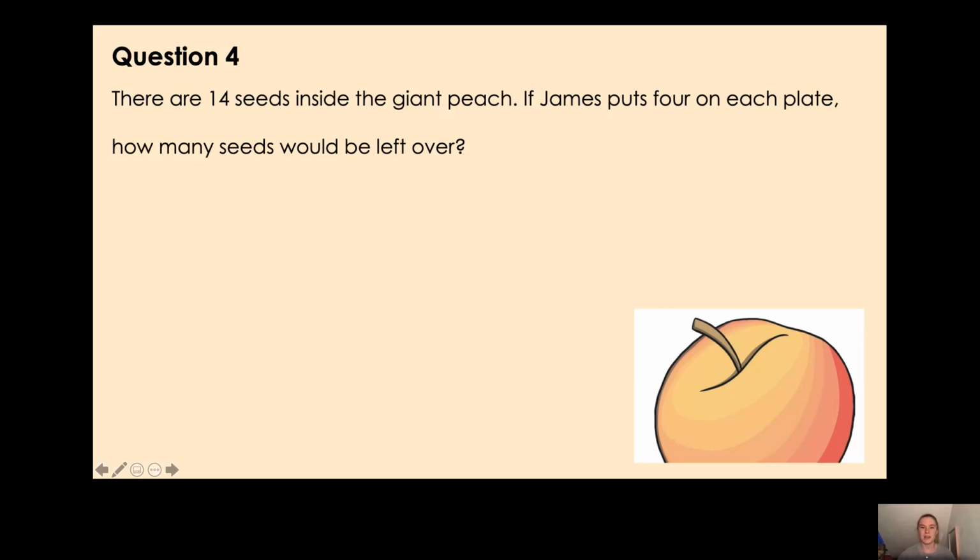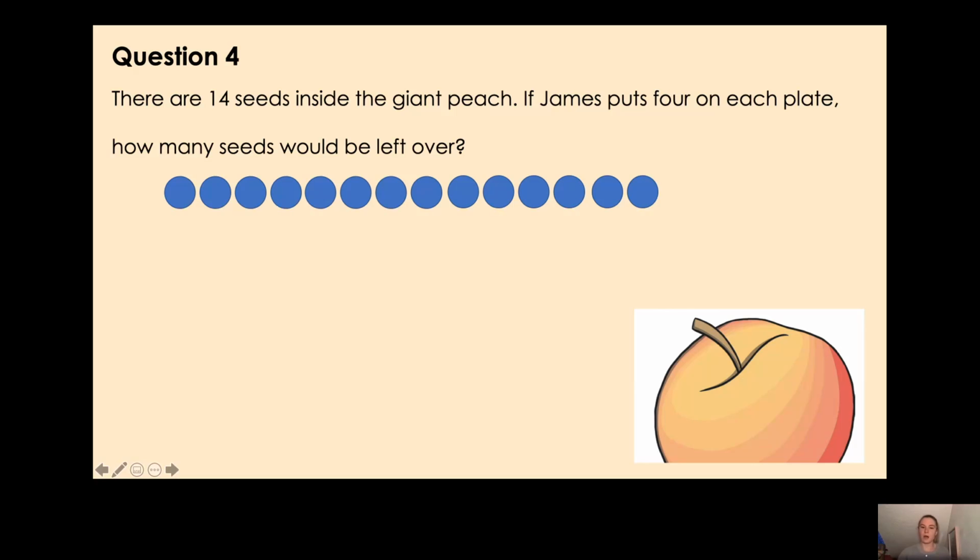Okay, so let's have a look at this. Here are our 14 seeds that are inside the giant peach. Now we need to put them into groups of 4. So we are grouping them, aren't we?